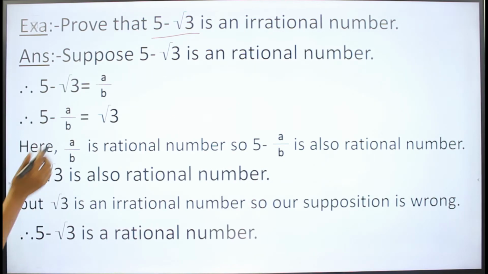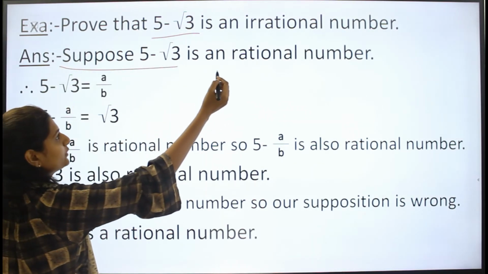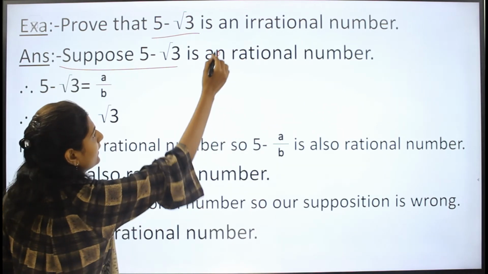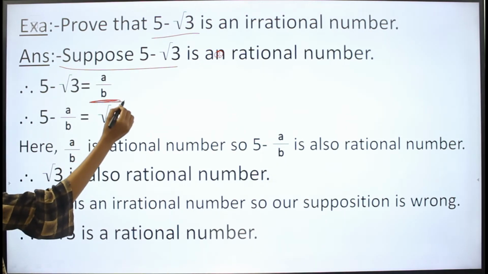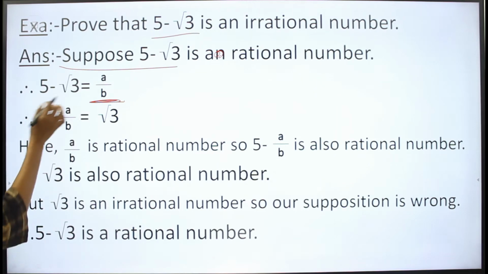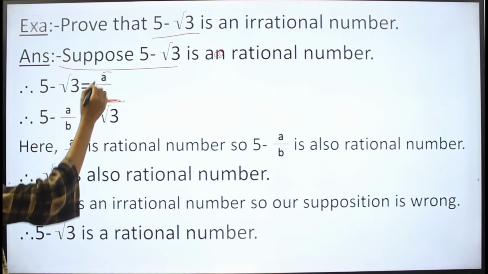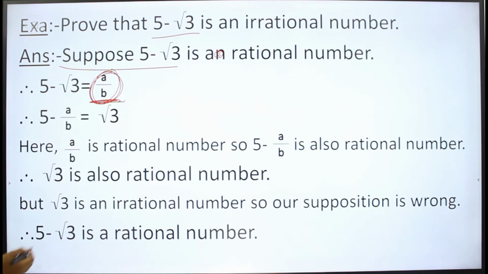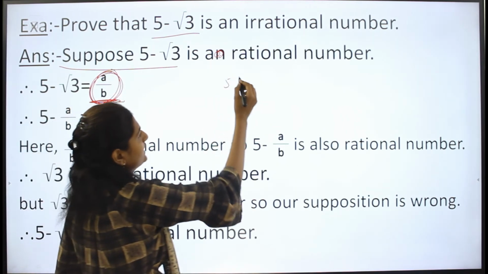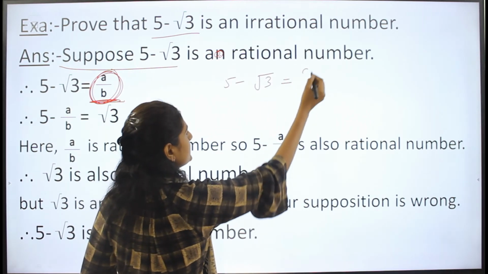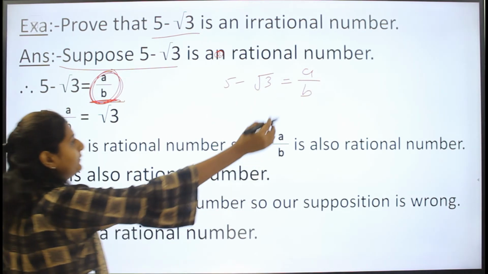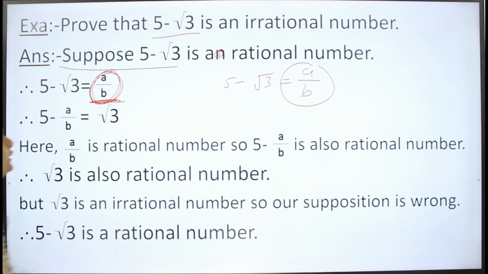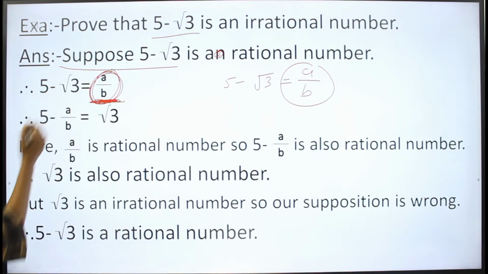So first we suppose that 5 minus square root of 3 is a rational number. If it is a rational number, you can write it as a upon b. If any value is a rational number, you can show it as a upon b, as p by q form. So I can write 5 minus square root of 3 is equal to a upon b. Now we take this a upon b to the other side of the equal sign.